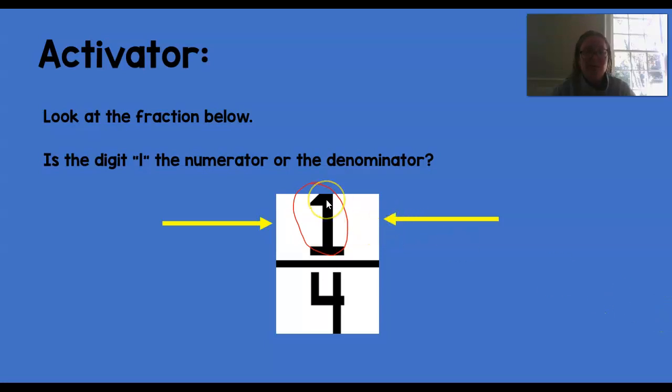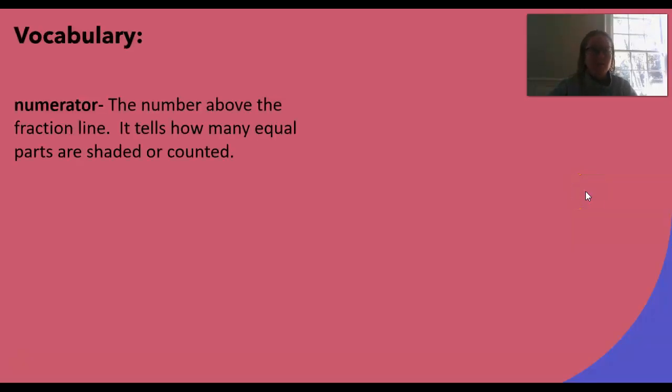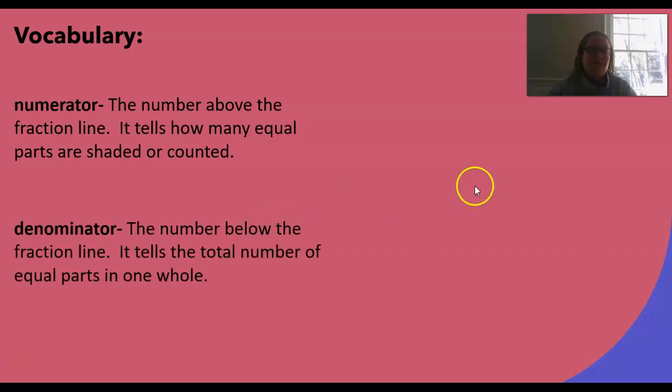Yes, the numerator is 1, okay? The denominator here is 4. Remember, D denominator down. So the numerator is the number on top. A vocabulary review. The numerator is the number above the fraction line. It tells how many equal parts are counted or shaded. And the denominator is the number below the fraction line. It tells the total number of equal pieces in one whole.